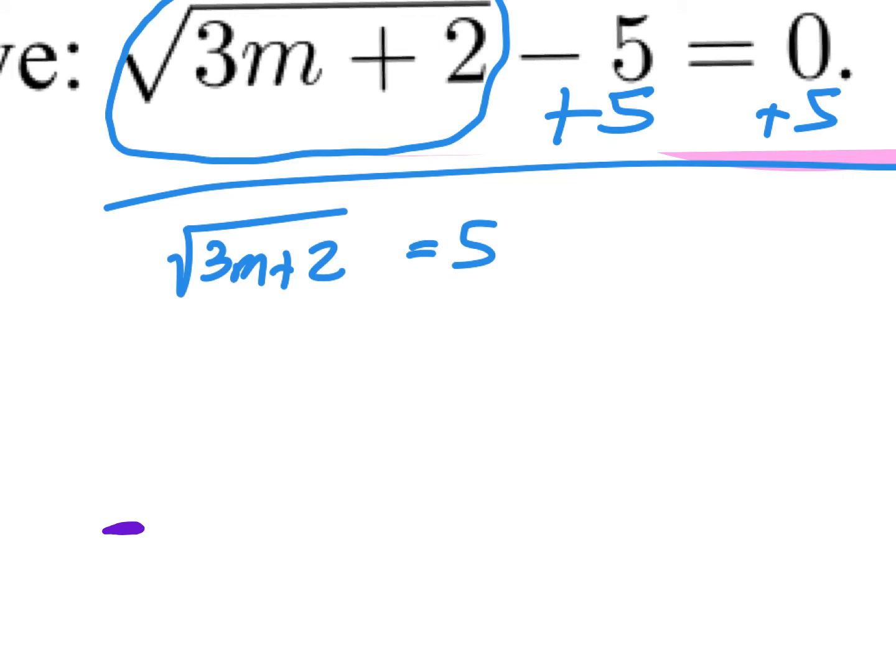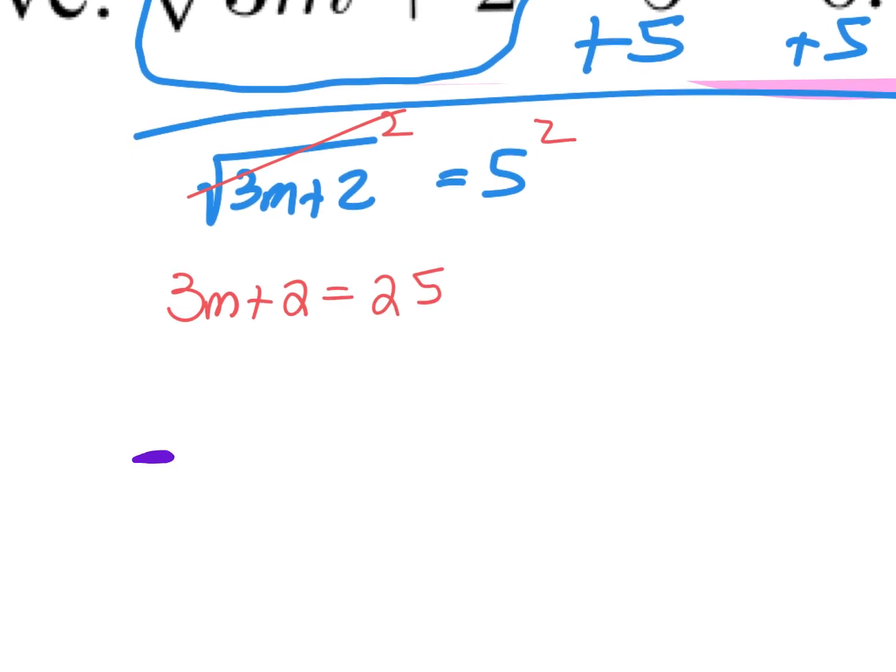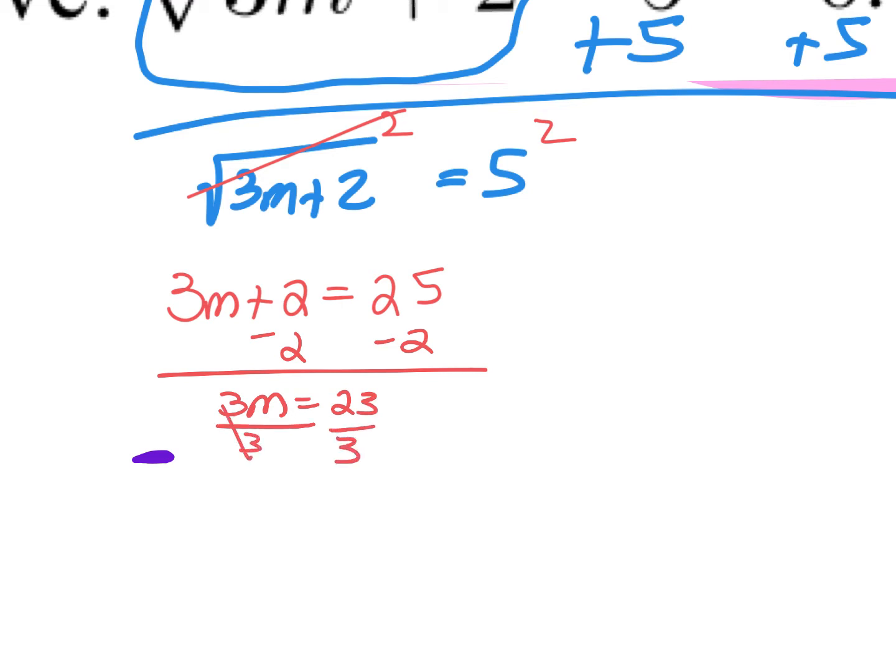How do you get a square root to go away? What's the opposite of taking the square root? You square it. Good. So if we square one side of the equation, then we do what? You square the other side. So this becomes 3m plus 2 equals, what's 5 squared? 25. Perfect. Now what? Subtract the 2 from both sides. And I get 3m equals 23. And now what? Divide both sides by 3. And you get m equals 23 over 3.